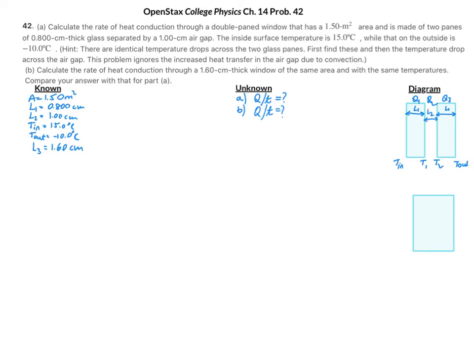The other things we know are that conductivity K1 for glass is the same, and then we have a different conductivity here, K2. And we can get those from a table. So K1 for glass is 0.84 joules per second meter degree Celsius. K2 is 0.023 joules per second meter degree Celsius.